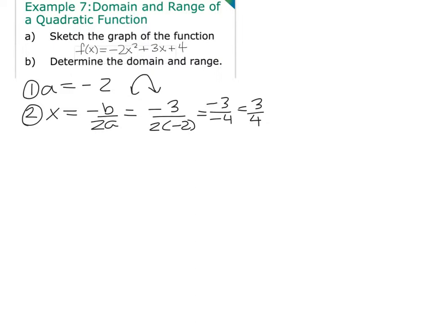Now, next I would find your vertex. Your vertex is going to be an ordered pair with an x and a y. We already know the x value of the ordered pair is 3/4. In order to find the y value of the ordered pair, you are going to have to take the 3/4 and substitute it into your function anywhere that you see the x is located.